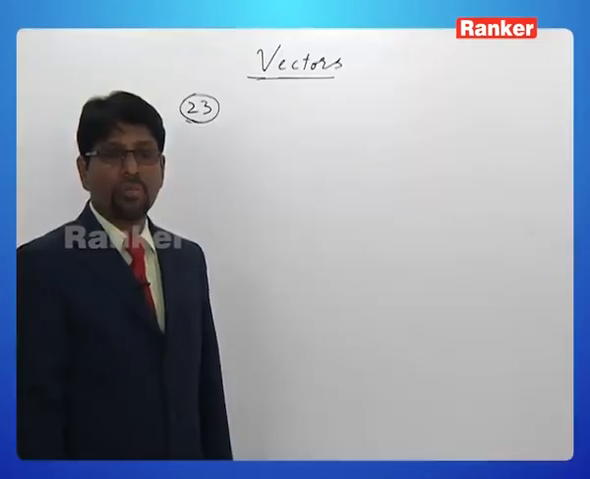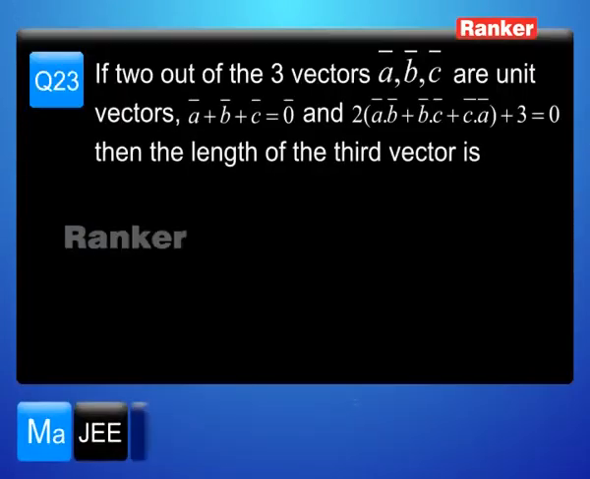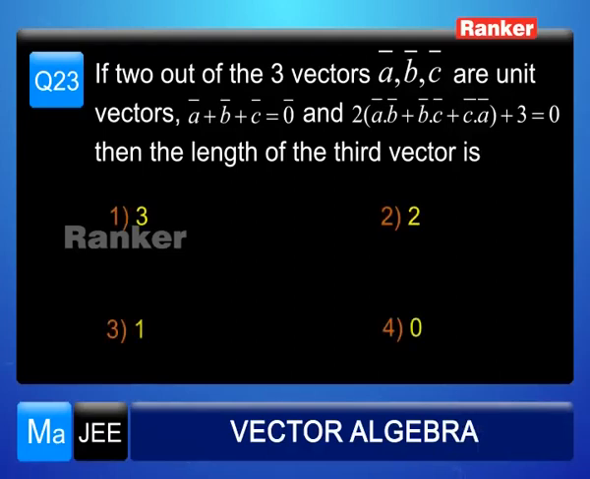Let's move on to the next question, question number 23. If 2 out of the 3 vectors a bar, b bar, c bar are unit vectors and a bar plus b bar plus c bar is equal to the null vector, and 2 times a bar dot b bar plus b bar dot c bar plus c bar dot a bar, plus 3 is equal to 0, then the length of the third vector is: first option 3, second option 2, third option 1, fourth option 0.